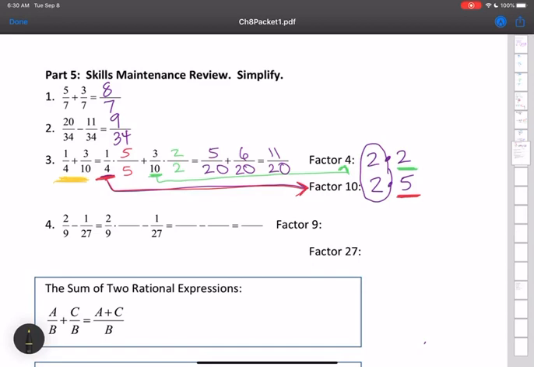Okay, so for this next one, you go ahead and try it. Start by listing the factors of 9, the factors of 27, and see if you can do it this way. Go ahead and hit play when you're ready.